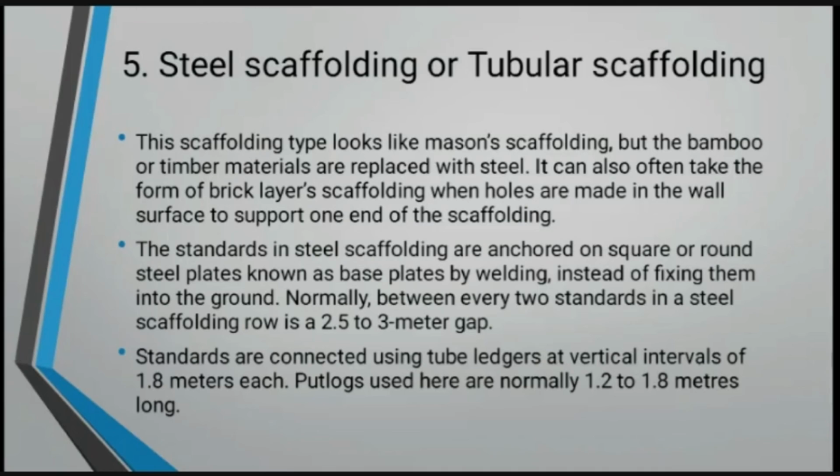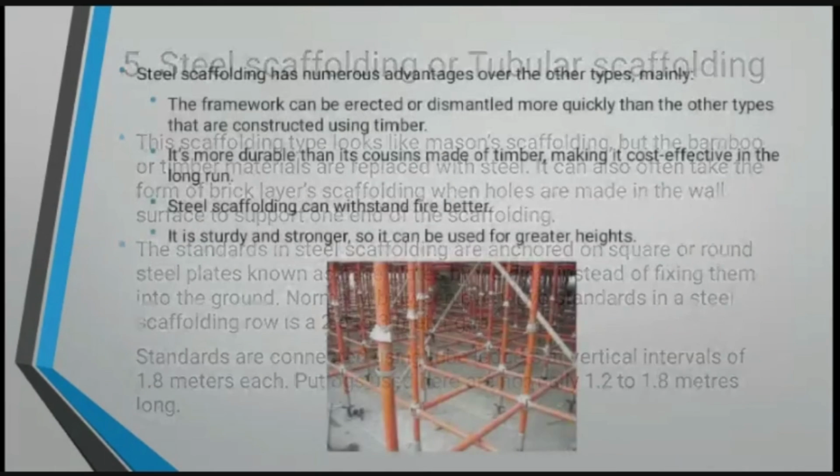Instead of fixing them into the ground, normally between every two standards in a steel scaffolding row there is a 2.5 to 3 meter gap. Standards are connected using tubes and ledgers at vertical intervals of 1.8 meter each. Footlocks used here are normally 1.2 to 1.8 meter long.